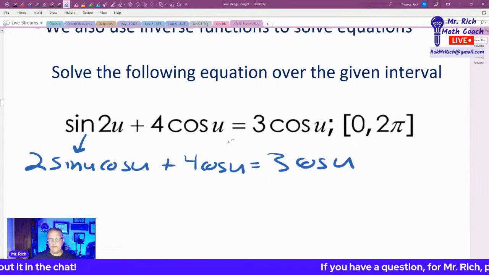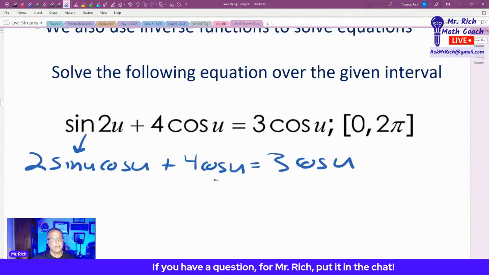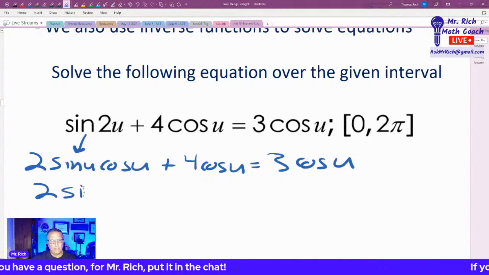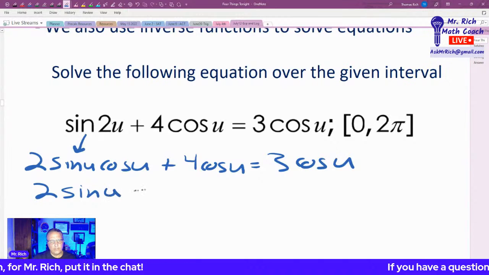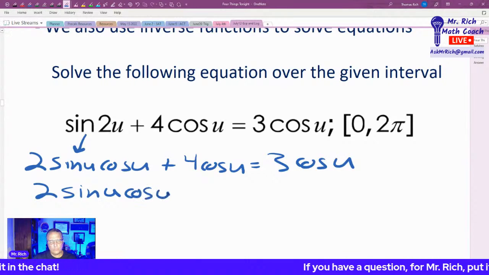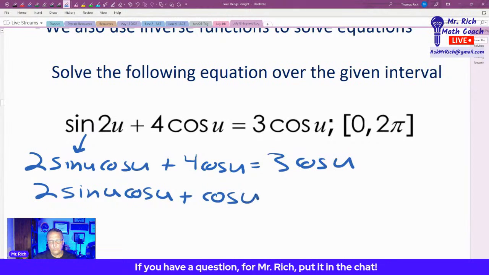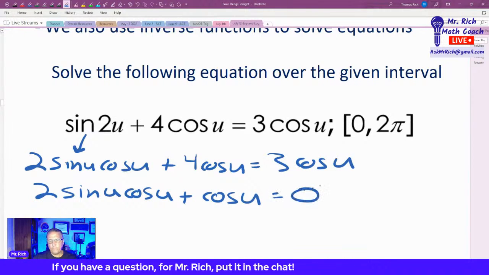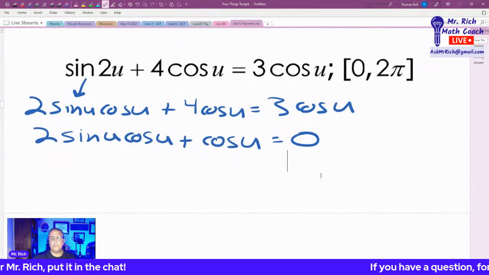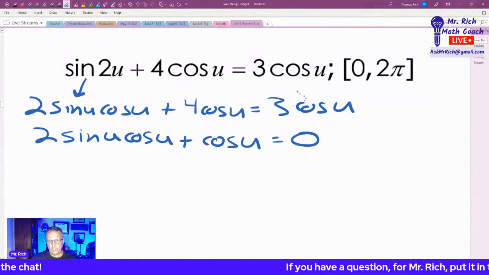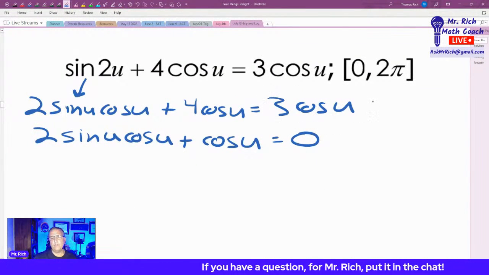Well, I do notice that I could bring this 3 cosine u over to the other side and combine it with the 4 cosine u, and I'm going to do that. That's going to give me 2 sine u times cosine u plus cosine u equals 0. Right? So right there, I just did an inverse operation, right? I subtracted 3 cosine u on both sides to get rid of this 3 cosine u.